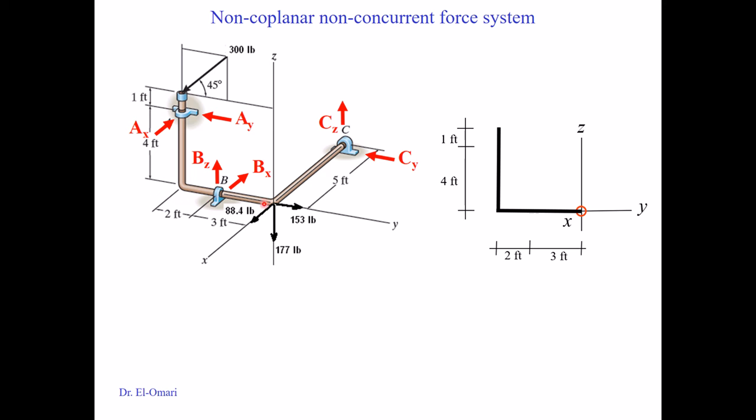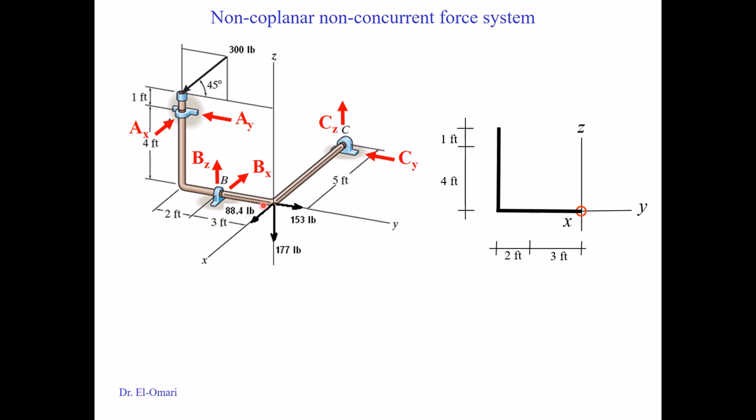Notice that this part of the pipe that goes from B to C is just behind and parallel to that X, so it's just behind this point, so I don't see it. The following step is drawing all the forces that rotate about the x-axis.